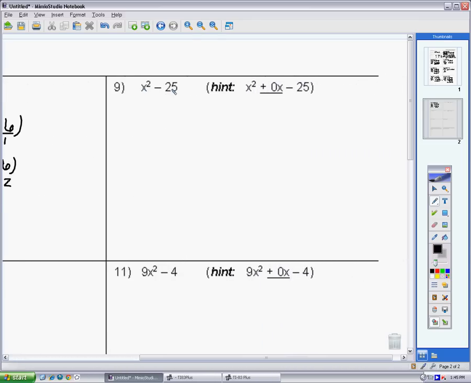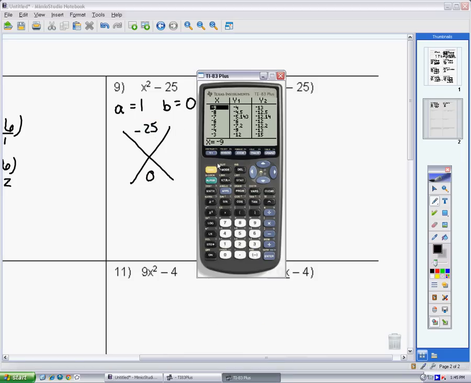We have x squared minus 25, and this gives us a hint, x squared plus 0x minus 25, because we're missing that middle term. So I'm going to label my coefficients. A is going to equal 1, and when that happens, B is going to equal 0, and C is going to equal -25. So when I make my x, I'm going to multiply A times C and I get negative 25, and my B is going to be equal to 0. So when I bring up my calculator, I'm going to plug in negative 25. And I'm going to look at the table, and I need to find 0. Well, here's my sum of 0 in that last column. So that means my factors are negative 5 and 5.